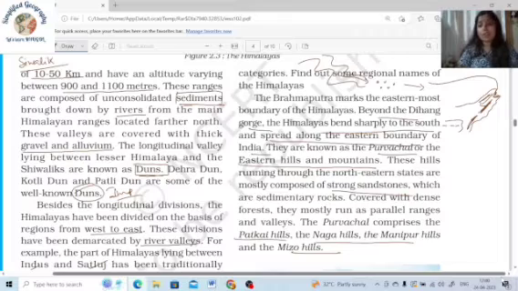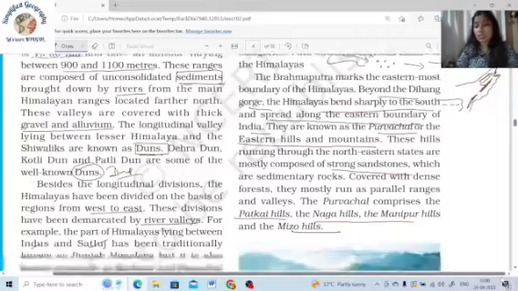Later on, we'll read this in the further chapters, even in the climate chapter also. We will read the significance of Purvanchal and Garo, Khasi, Jayantia. Moving on to the next.